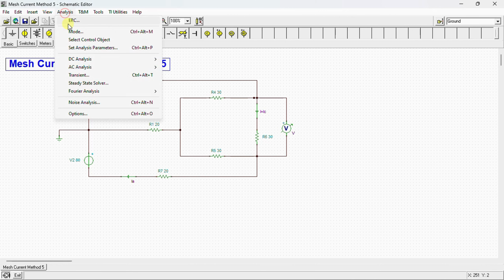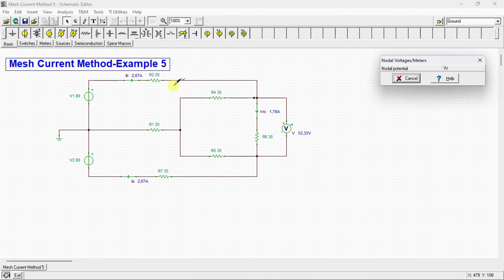Let's go to analysis. This analysis calculates nodal voltage, and we can see here that IB is equal to IA is 2.67 amps, and we have I is equal to IC is 1.78 amps, and we have the voltage V is 53.33 volt, exactly the value we have done by calculation.